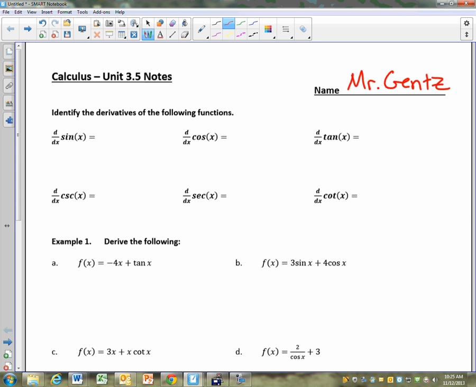So when you see d over dx, so we're all clear, that's the same thing as f prime. That's the same thing as saying the limit as h goes to 0 of f of x plus h minus f of x, all over h. So we're doing that operation to sine: sine of x plus h minus sine of x, all over h.